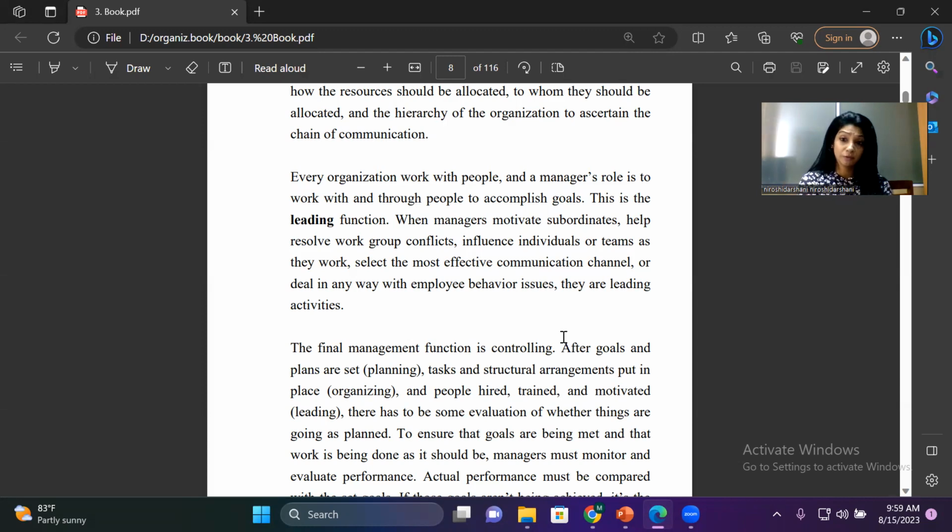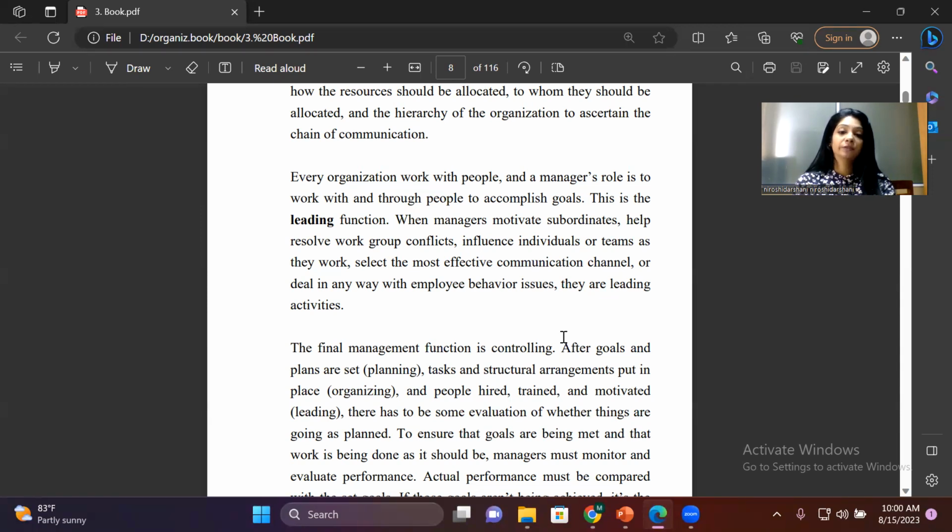Think about it, now most of you are working, right? So when it comes to this working crowd, if someone is not there to guide you, will you ever work once you go to work? You will not. So it is very important that you focus on having proper leadership for your work, right? Every organization works with people, and a manager's role is to work with and through people to accomplish goals. This is the leading function.